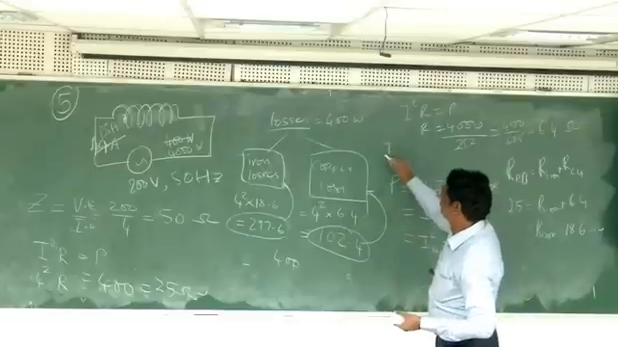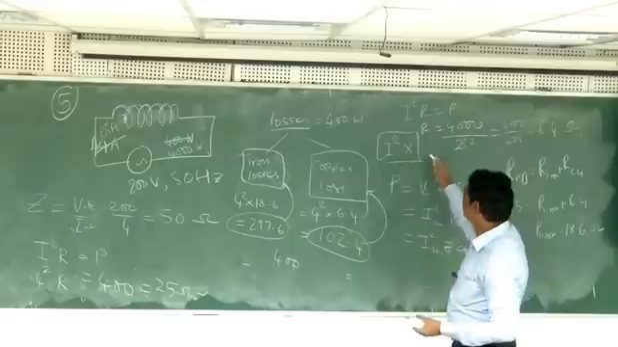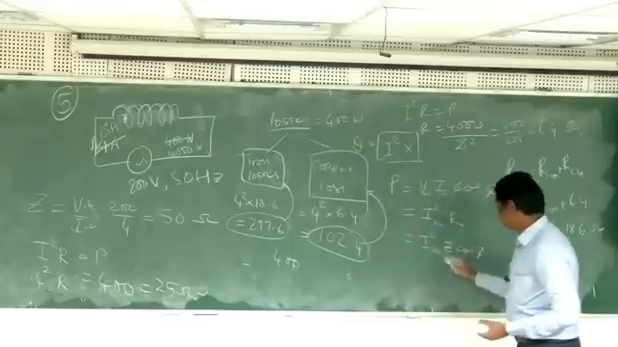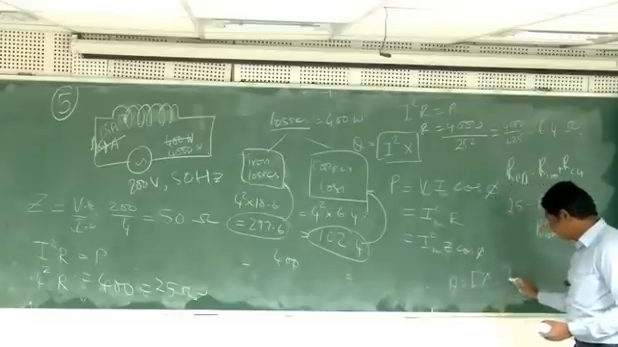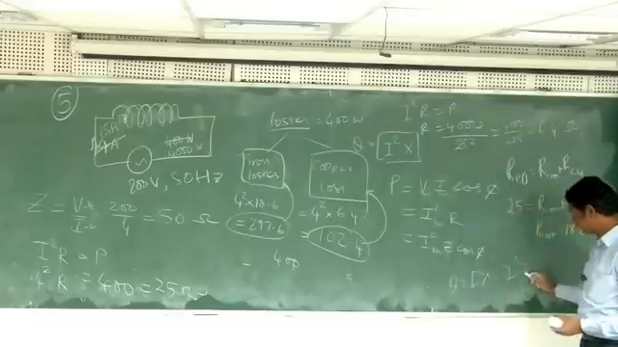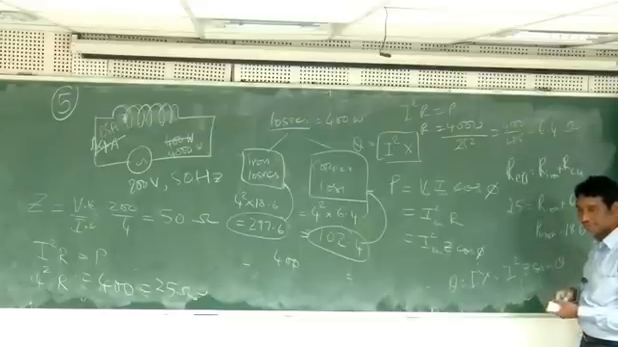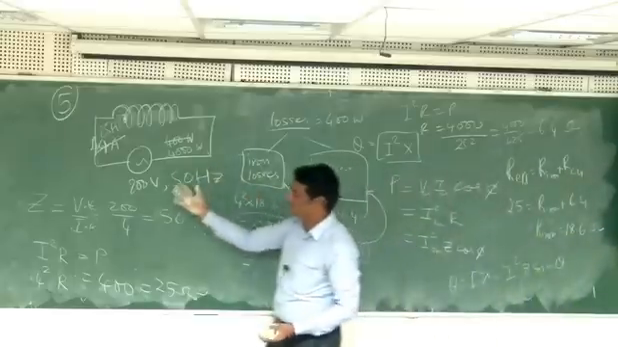I square X, this is the power of reactance, or you can say Q equals I square X, or I square Z sin theta. You can do all these things. That is only reactive power, and the data is also not given. We can calculate it.